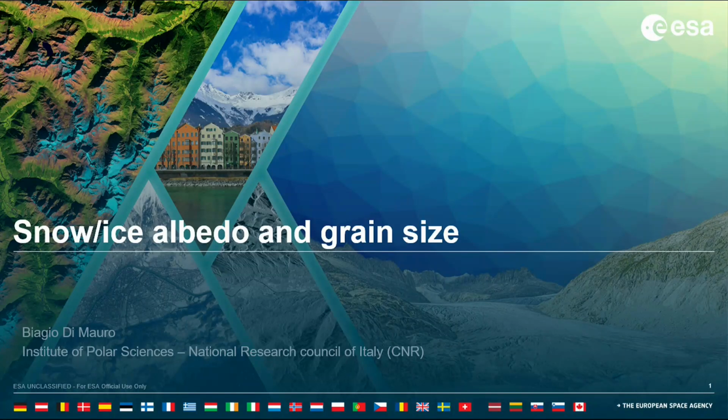I'm Biagio Di Mauro from the Institute of Polar Science in Italy, the National Research Council of Italy. My lecture today will be about snow and ice, albedo and grain size. There's no ice in the formal program, but since I work a lot also on ice, I put some material also on ice, since the course is on snow and glaciers as well.